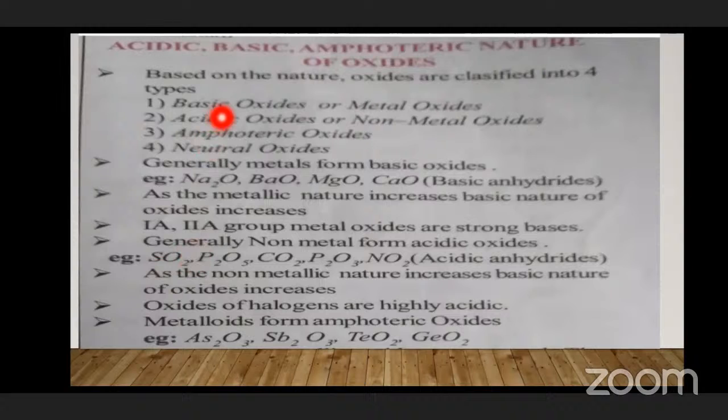So that completes basic oxides and acidic oxides, metallic oxides and non-metallic oxides. Then we are going to discuss amphoteric oxides. So what are amphoteric oxides? As the non-metal nature increases, acidic nature of oxides increases. That we know. Oxides of halogens are highly acidic. Metalloids form amphoteric oxides. So what are amphoteric? Those elements which can have metallic nature as well as non-metallic nature can be called metalloids. The metalloids form oxides like As2O3, Sb2O3, TeO2, GeO2.